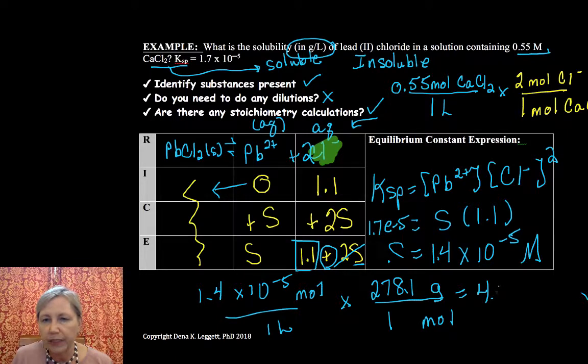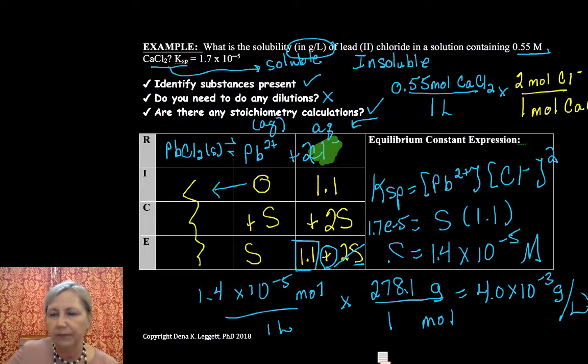And I get 4.0 times 10 to the minus 3. Don't forget your units. Watch your sig figs. 2 sig figs. And that would be my solubility in grams per liter.